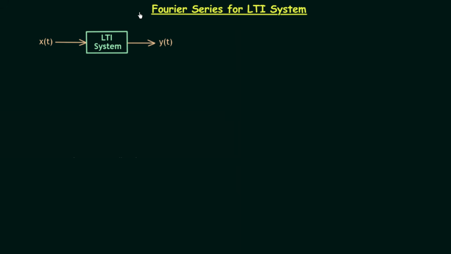In this lecture, we will have a discussion on Fourier series for LTI systems. We know that in order to obtain the Fourier series expansion, the most important parameters are the coefficients. In the case of complex exponential Fourier series, we need only one coefficient, which is Cn. We have one LTI system, the input signal to this LTI system is x(t), and the output signal from this LTI system is y(t).